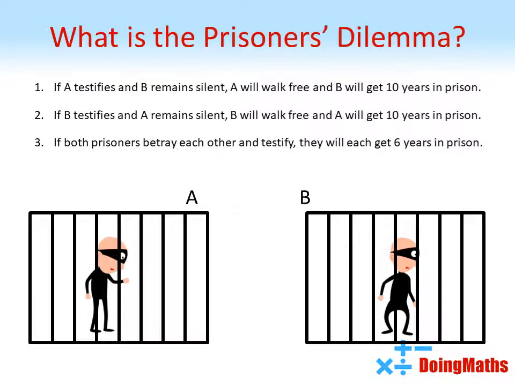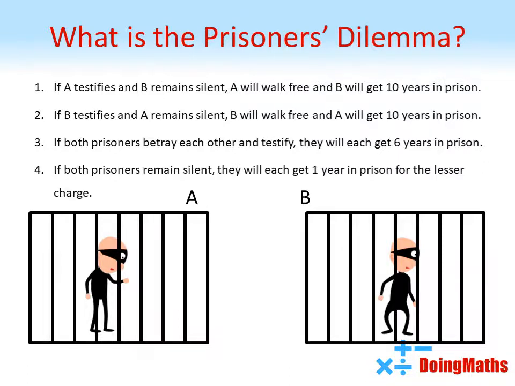Option 3. If both prisoners betray each other and testify, they will each get 6 years in prison. Or option 4. If both prisoners remain silent, the police won't have enough evidence, so they'll each get 1 year in prison for the lesser charge. What do the prisoners do?